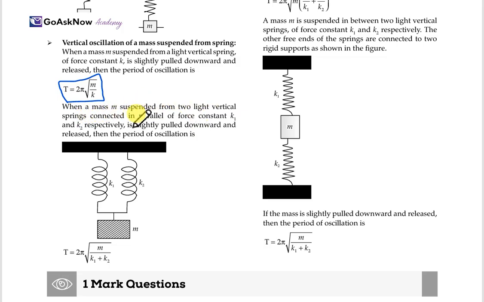Two light vertical springs connected in parallel, with force constants K1 and K2 respectively, are slightly pulled downward and released. For the period of the oscillation, the time period will be 2 pi square root of m, where m is the mass, over K1 plus K2.